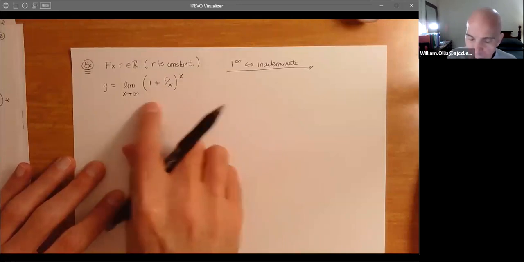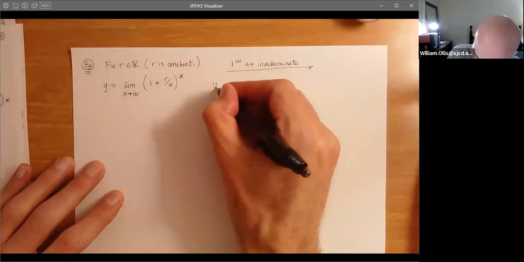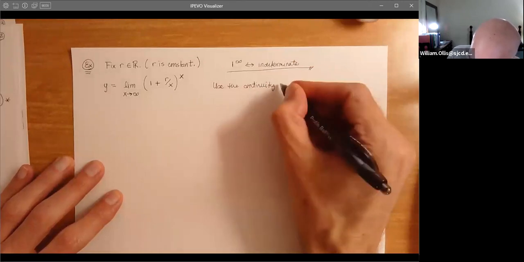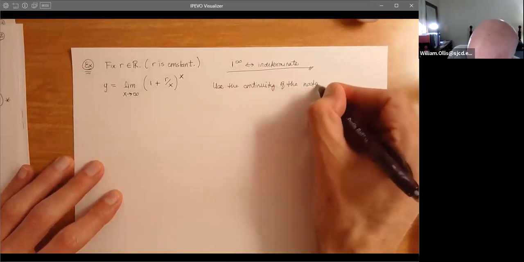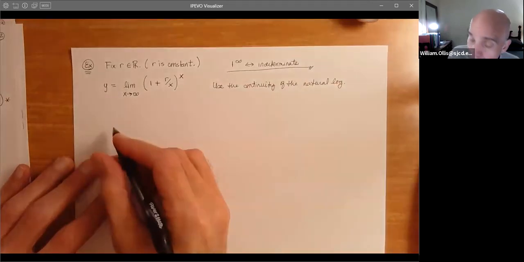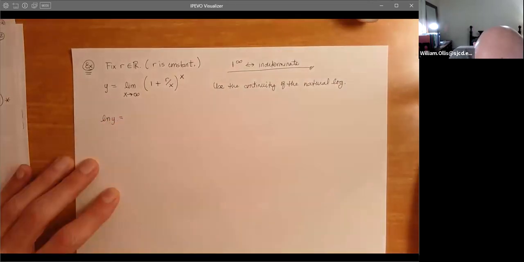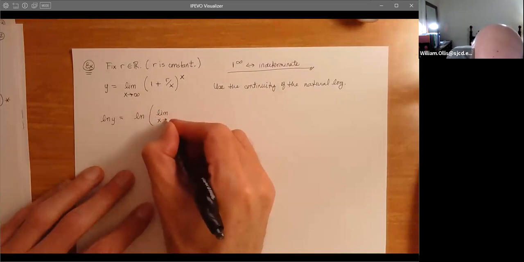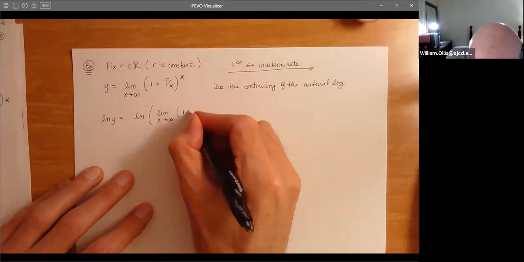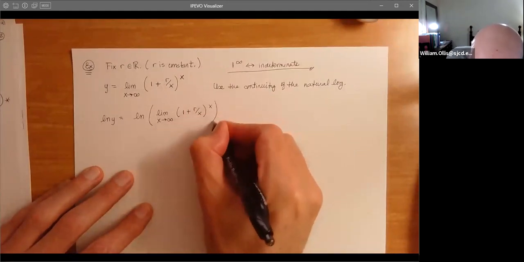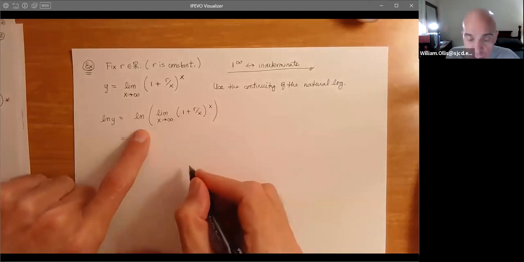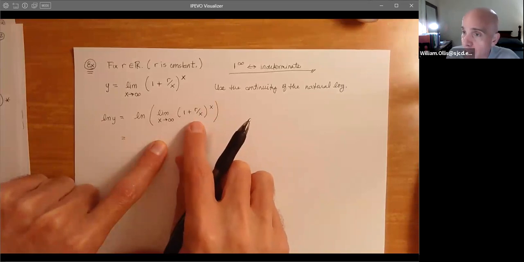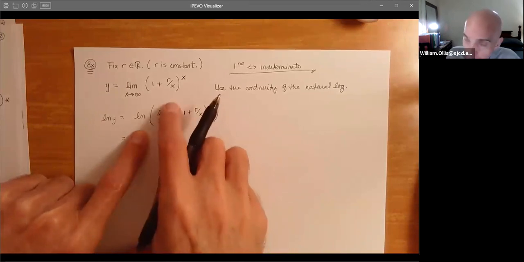So now what we want to do is to rig this so this fits the hypothesis of L'Hopital. So what we can do is use the continuity of the natural logarithm. So we can apply the natural log. So the natural log of y will be the natural log of the limit as x approaches infinity of 1 plus r over x to the x. But of course, the natural log function is continuous here as x passes to infinity. That is, this argument is positive. And so we can interchange the limit and the log function.